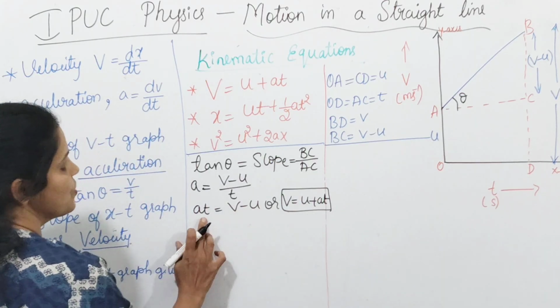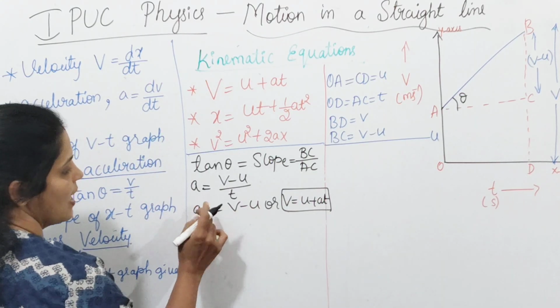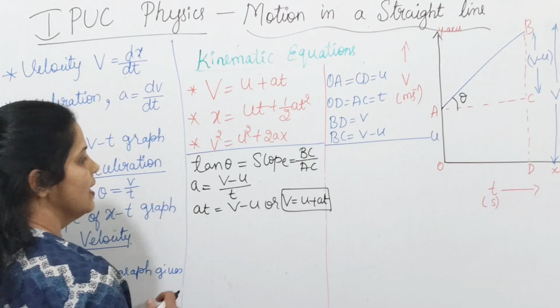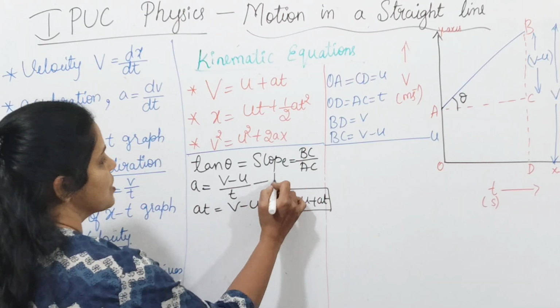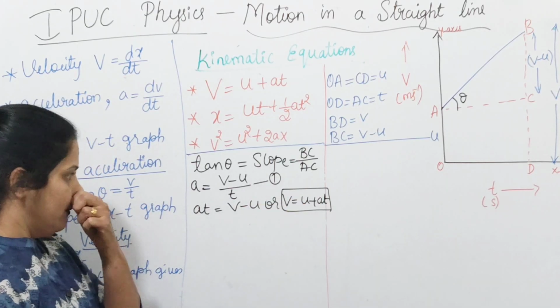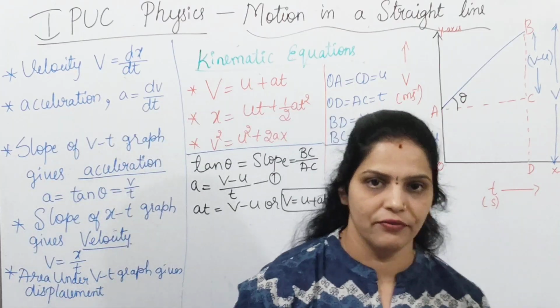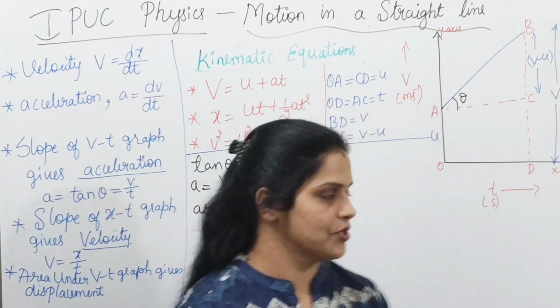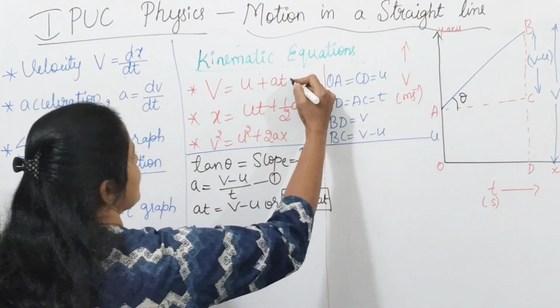V minus U is AT, or if I write U on this side, then V is equal to U plus AT. Let us call this equation 1, because we are using this equation for further derivation. Next derivation. So the first equation is over.